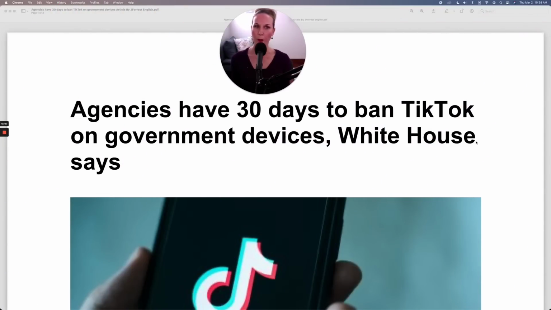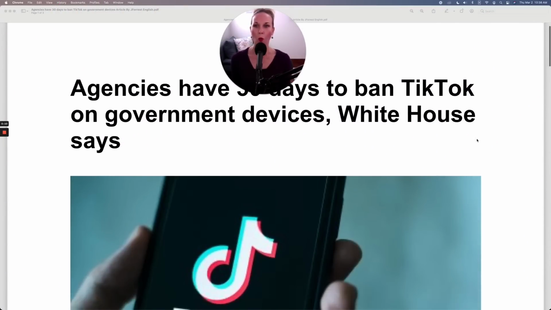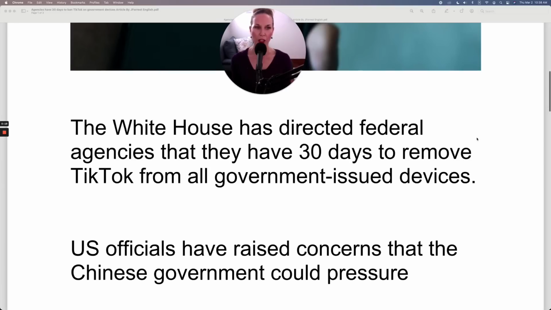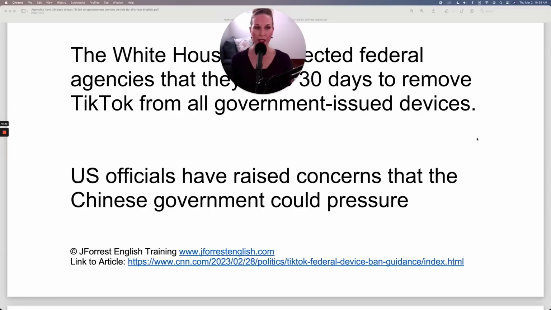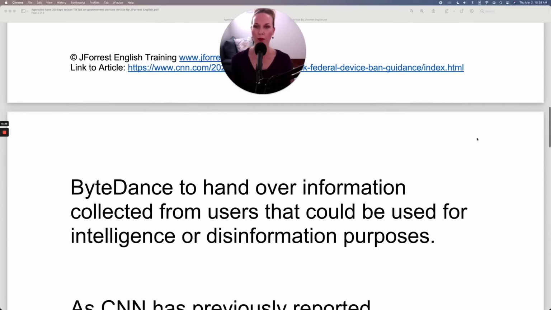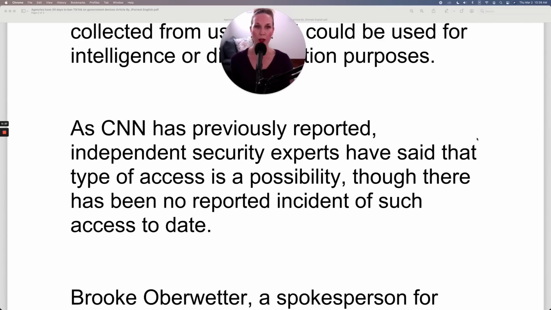Agencies have 30 days to ban TikTok on government devices, White House says. The White House has directed federal agencies that they have 30 days to remove TikTok from all government-issued devices. U.S. officials have raised concerns that the Chinese government could pressure ByteDance to hand over information collected from users that could be used for intelligence or disinformation purposes. As CNN has previously reported, independent security experts have said that type of access is a possibility, though there have been no reported incident of such access to date.